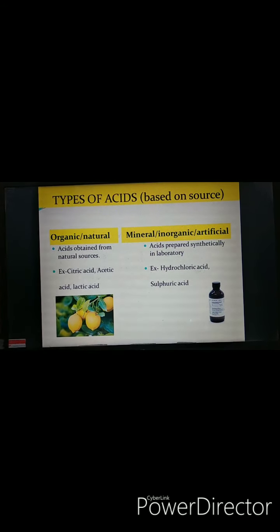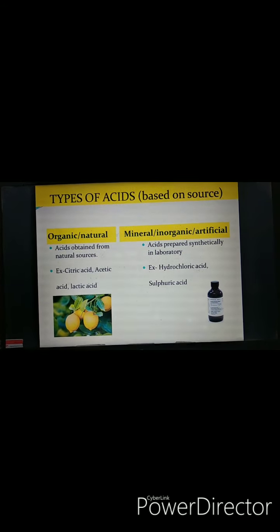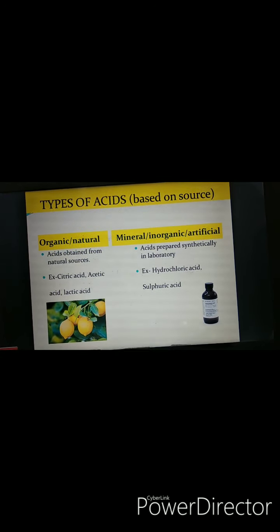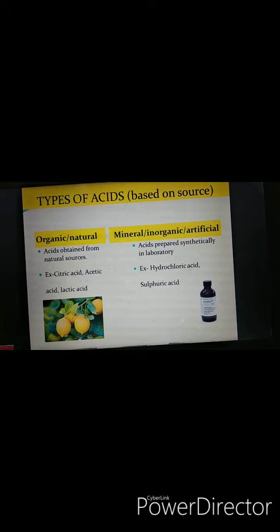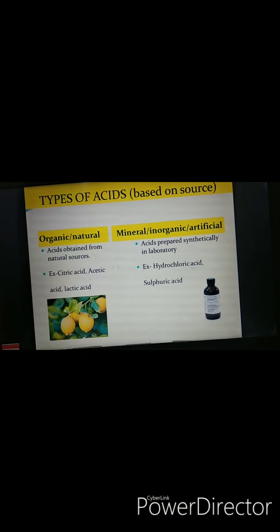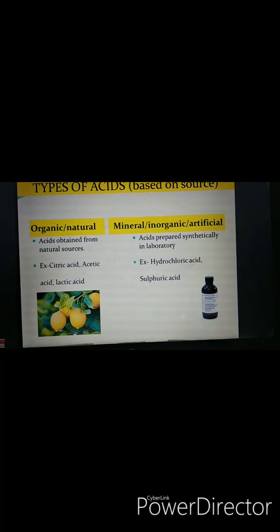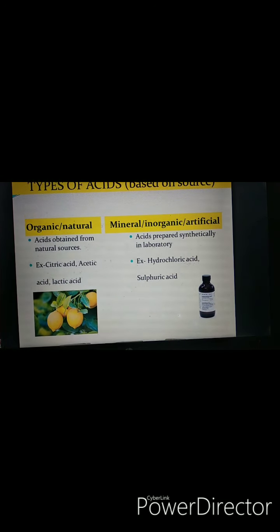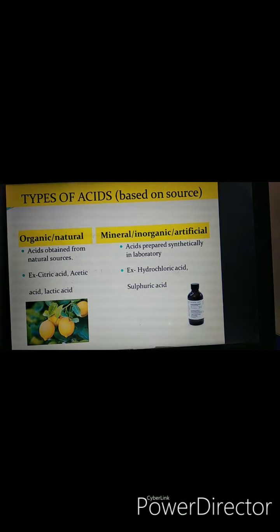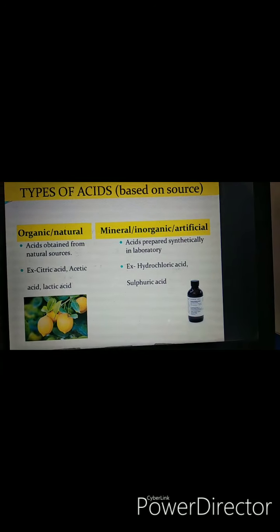As you can see, two types of acids are there. One is organic or natural, and the second one is mineral, inorganic or artificial. Is it clear? So I will tell you what organic acids are. Acids obtained from natural sources, like citric acid from the lemon, acetic acid that is the vinegar, and lactic acid that is in the curd.